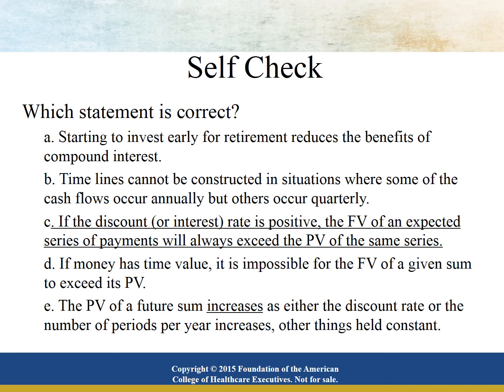All right, which statement is correct? I'm not going to read all of these to you, but I'll go right to letter C. If the discount or interest rate is positive, the future value of an expected series of payments will always exceed the present value of the same series. Okay? Because you've got interest and it's compounding. So if the discount rate is positive, the future value will always exceed the present value of the same series.